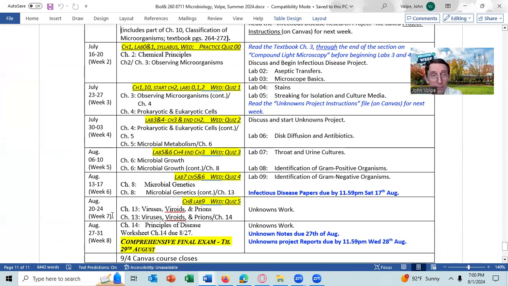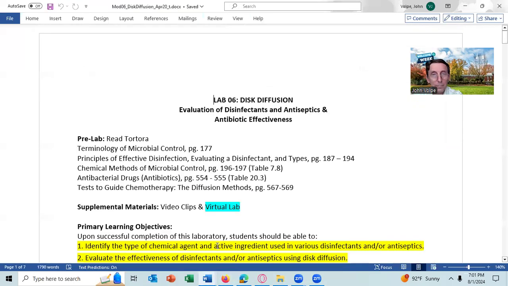So today is August 1st, and we are supposed to be doing lab 6 on disc diffusion and antibiotics. Lab 6, disc diffusion, evaluation of disinfectants, antiseptics, and antibiotic effectiveness. There is some reading to do before you begin the lab. We do have a virtual lab as well as video clips as supplemental materials in this lab.